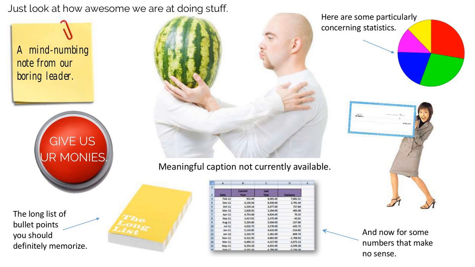We've all been around the block. We can all recognize the usual boring subjects. A mind-numbingly boring letter from your mind-numbingly boring leader. Some particularly concerning statistics. A long list of bullet points that are probably important. Maybe, I don't know, I didn't read them. Numbers that don't make sense. A photo of a giant check or a ribbon cutting.